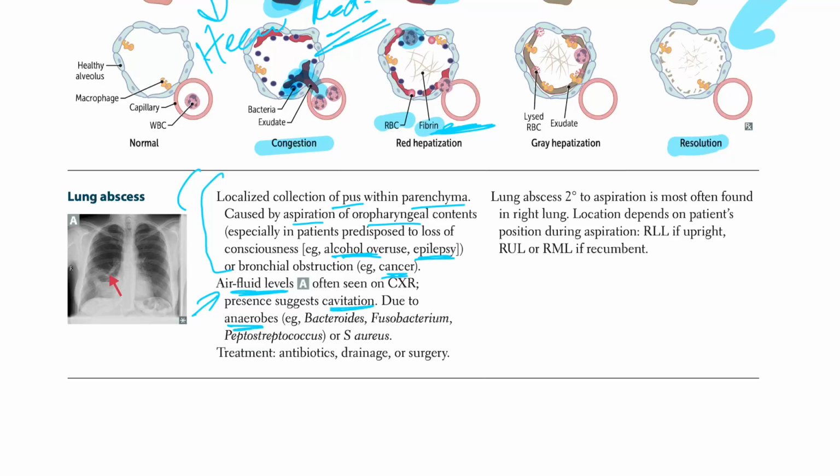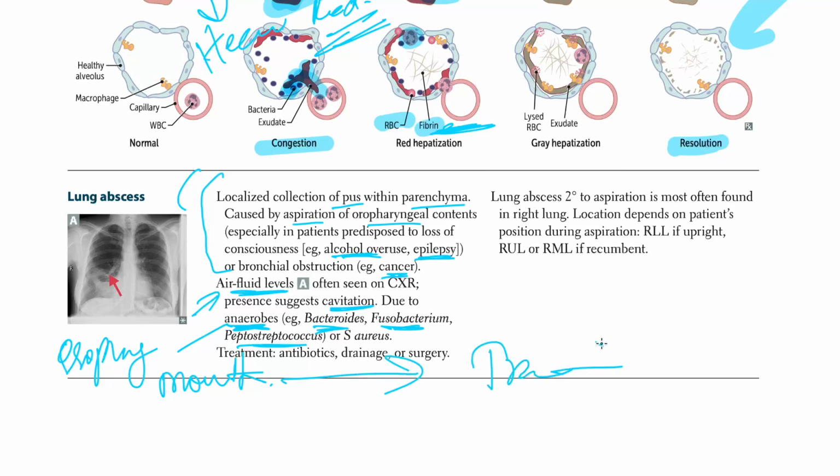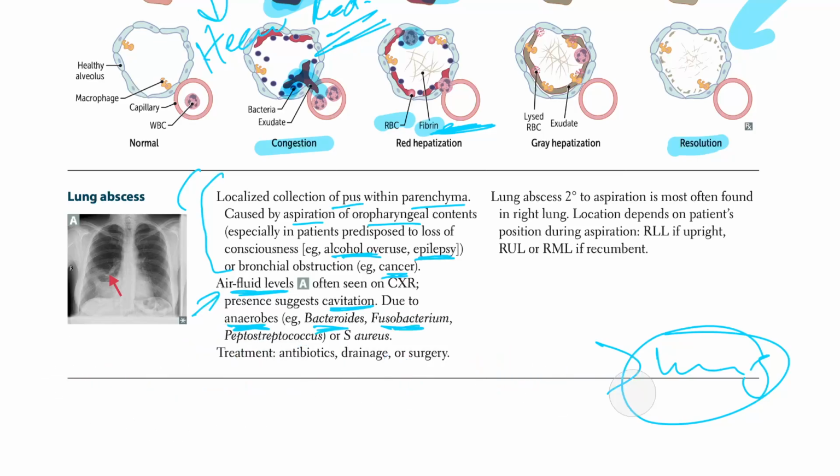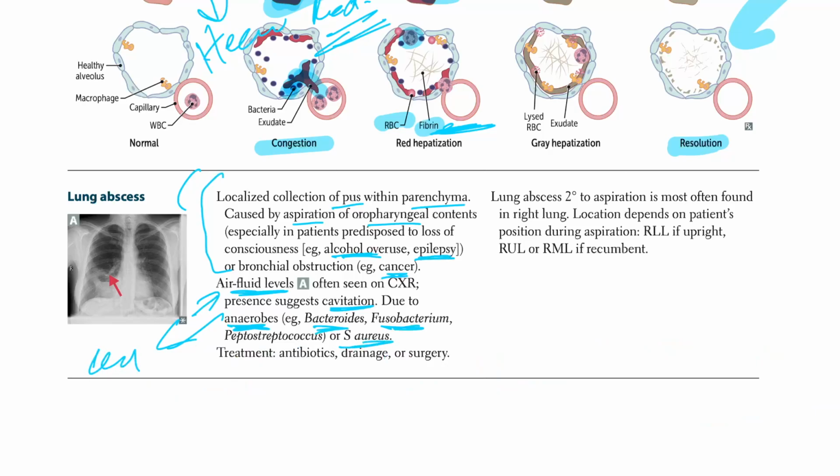Again, we talked about these anaerobes: Bacteroides, Fusobacterium, Peptostreptococcus. These are all oropharyngeal organisms which are supposed to be in the mouth, where they're normal flora. But as soon as they go down the trachea and go to the lungs, they're going to start an abscess. They will start the aspiration pneumonia, eventually causing abscess. They're normal flora for the oropharynx, though. Or Staph aureus is the other organism. Treatment is antibiotics, simple drainage, or surgery.